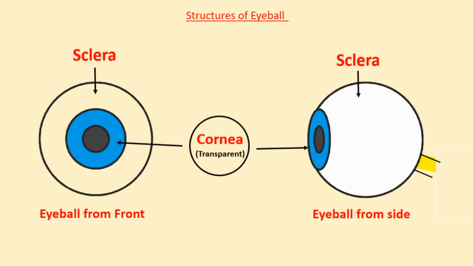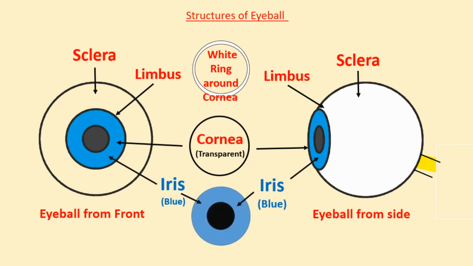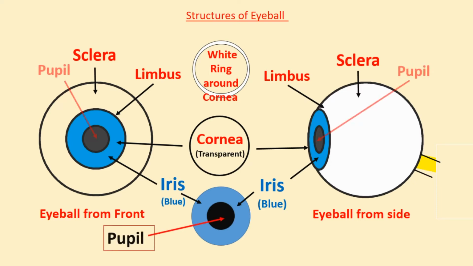The junction between sclera and cornea, the white ring around cornea, is known as limbus. Although it is showing in black, for proper demarcation and understanding, it is actually a white ring around cornea. The blue colored round part that can be seen through the transparent cornea is called iris. The black round area at the center of iris is pupil.